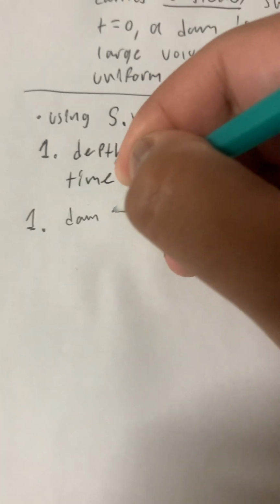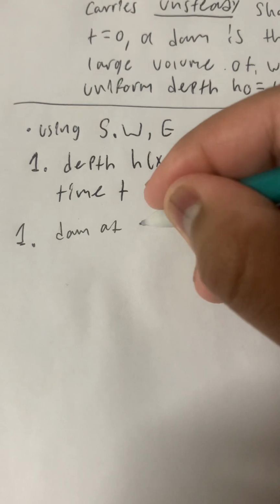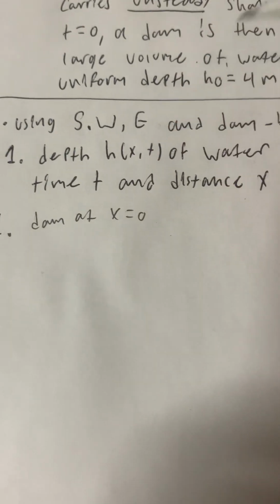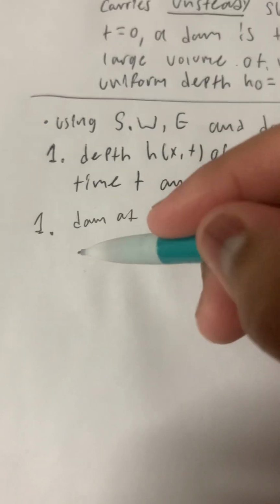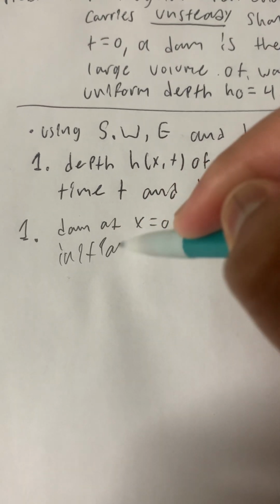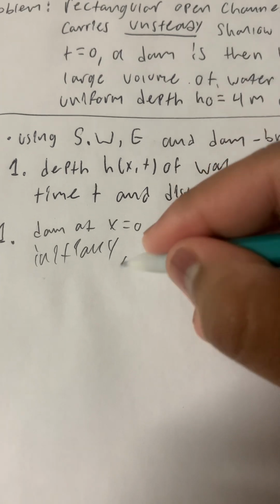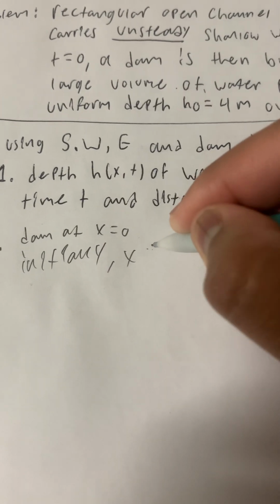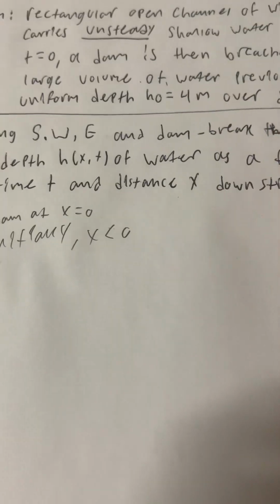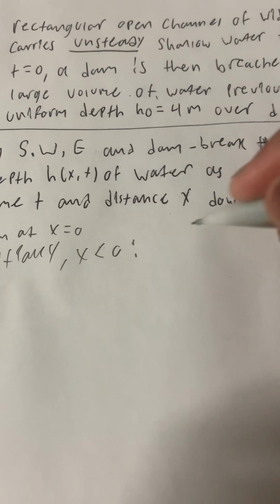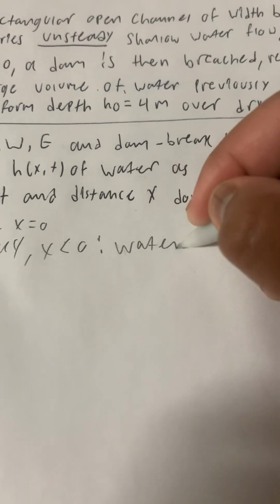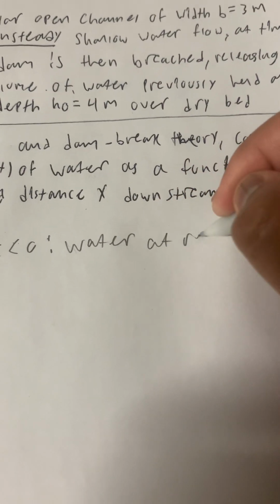Okay, so the very first step to solving this problem is to understand the setup. So we have a dam at x equals 0, correct? Now, initially, x will be less than 0, since the water is at rest.